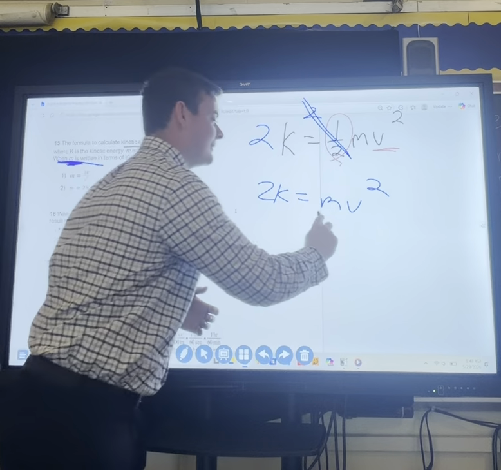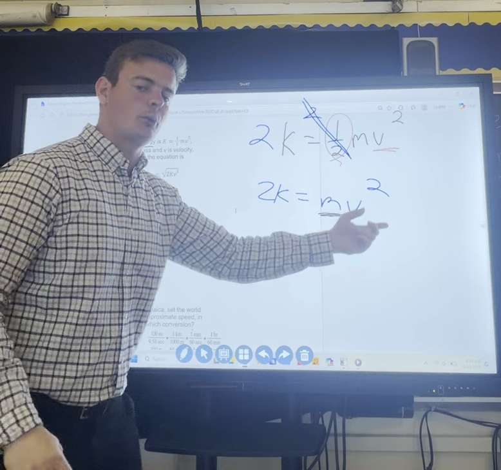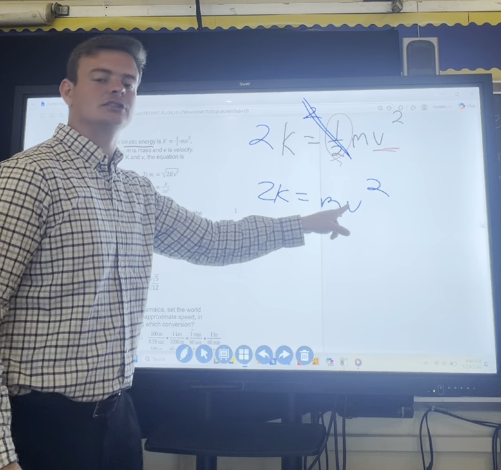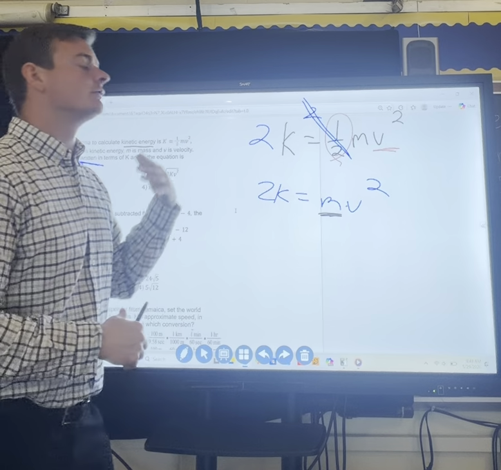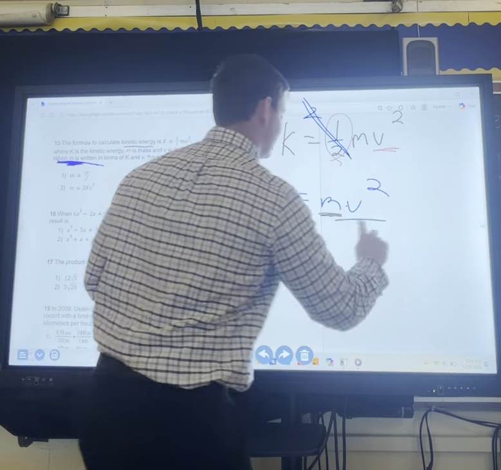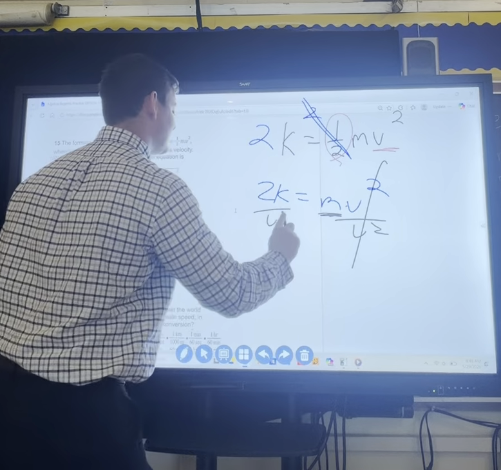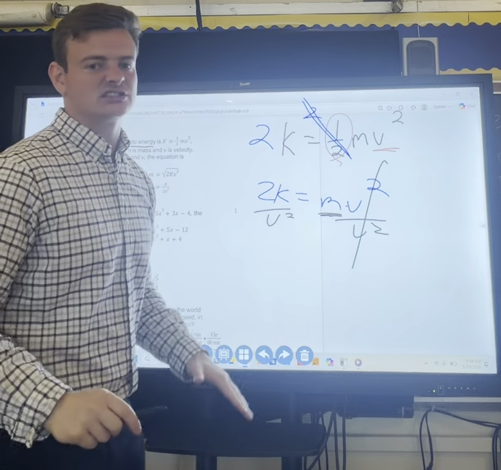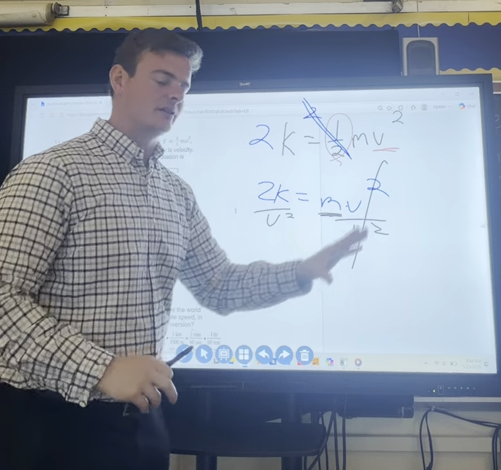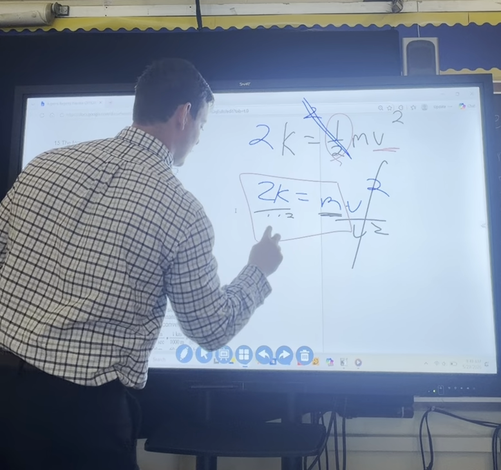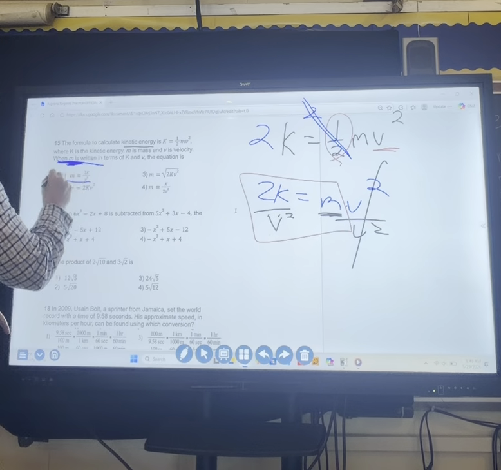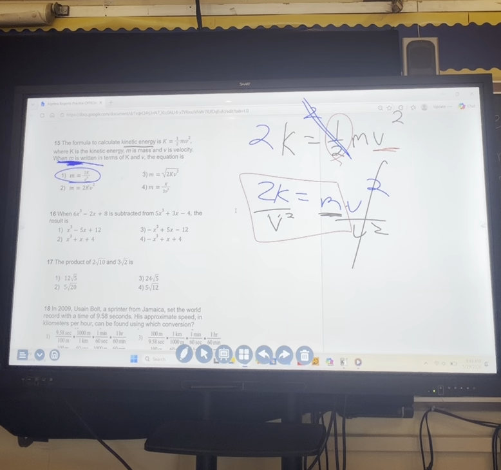And again, I need my m by itself. There's a v squared next to it. How are they attached? They are multiplying because I don't see any operation in between them. To get rid of multiplying, I divide by exactly what's next to it, the whole v squared. Get rid of it. And therefore I'm left with m equals 2k over v squared, which is 1.